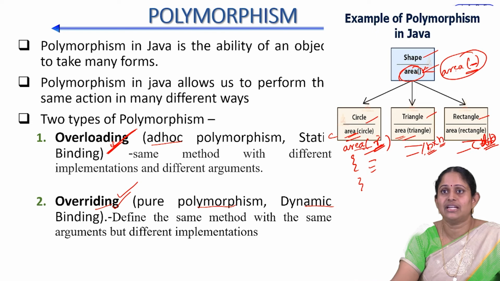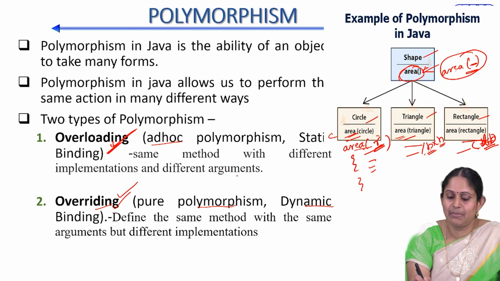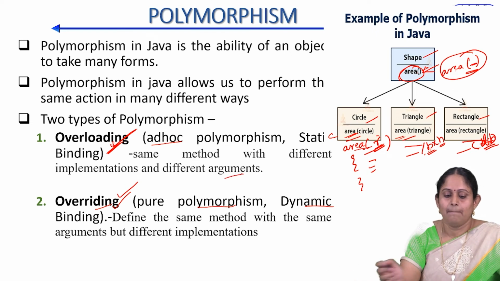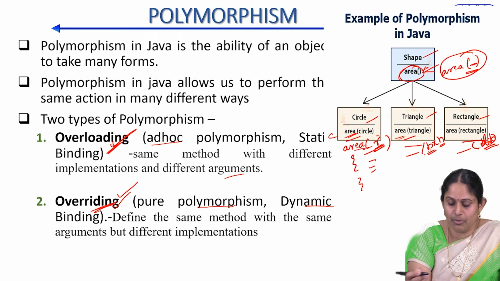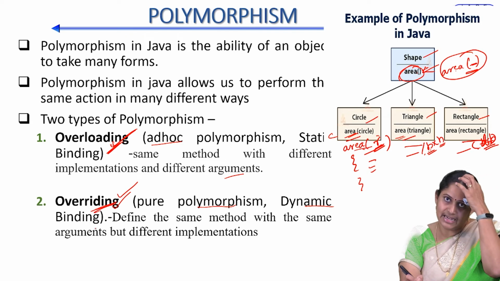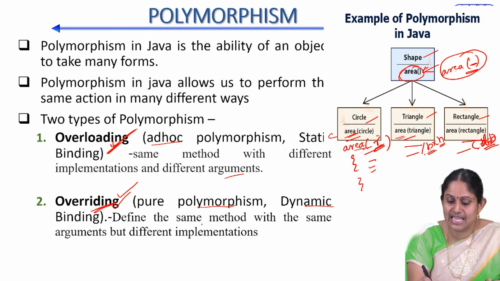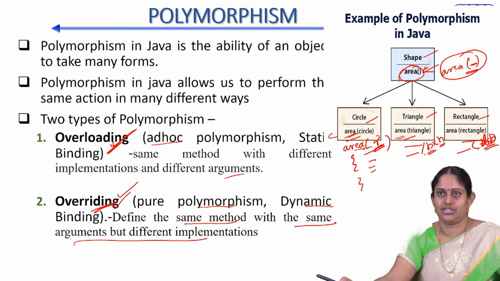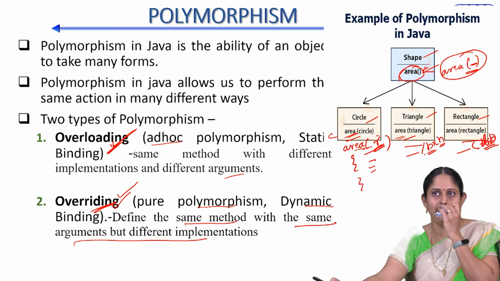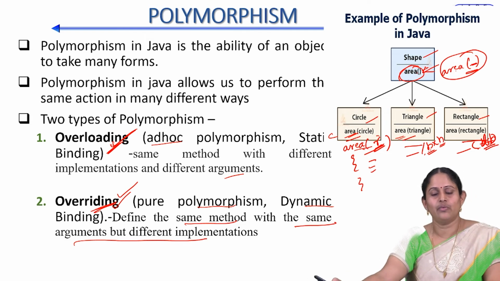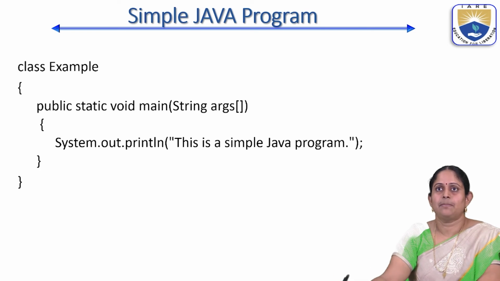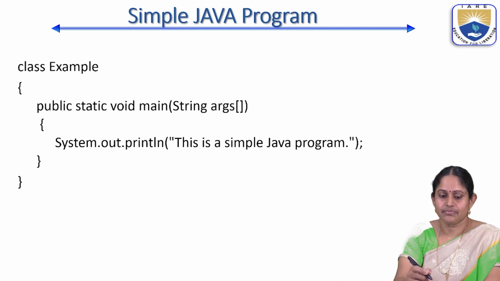So for method overloading, the methods will have the same name but different signatures, that is, different implementation and arguments. But pure polymorphism, or method overriding, will have the same name, same arguments, but different implementation. So that is overriding. Let's look into a simple Java program.